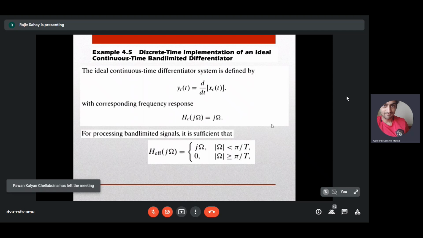Because if you would have taken DIP, then you would have understood what I was trying to say. That when you differentiate a signal, you are actually emphasizing the high frequency components in that signal.